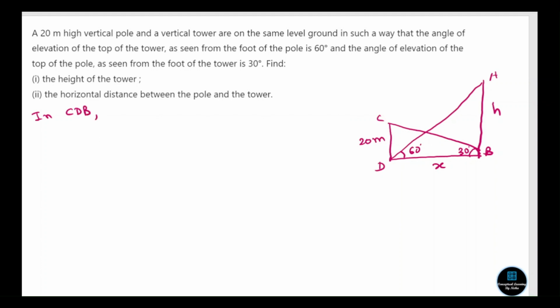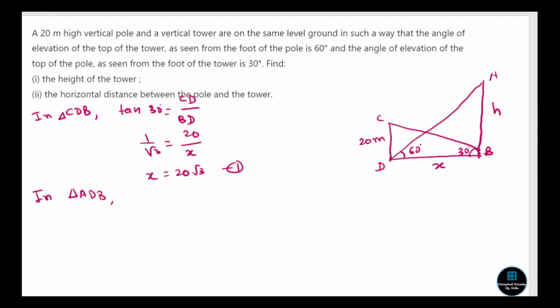what do we have? Tan 30 degree equals to CD to BD, correct? Which is 1 over root 3. CD is 20 and this is x we have taken. So x is equals to 20 square root 3. I'll keep this aside. Now in triangle ADB, tan 60 degree, which is equals to AB to BD, and this is square root of 3. AB is h, BD is x. So now what I'll get?